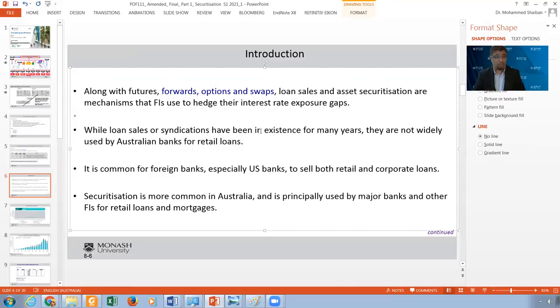But if you are going to go for securitization, you need a package of loans that have the same maturity, the same risk, and the same rate of return. You can back them now and produce a bond. And that bond, you can sell it inside the country or outside the country. That process is called securitization. In this process now, we talk about only loan sales.